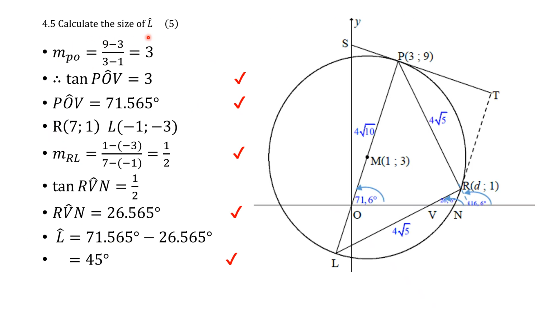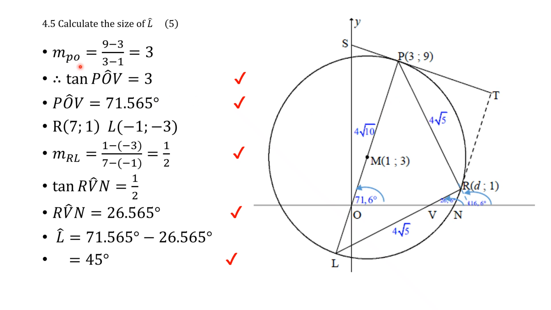Calculate the size of L. Alright, so now we want the size of this angle L. If you look there, I have a triangle. The exterior angle of a triangle equals the sum of the two opposite interior angles. So if I find this angle, I automatically have that angle. This one also, so we always find these angles using gradient.